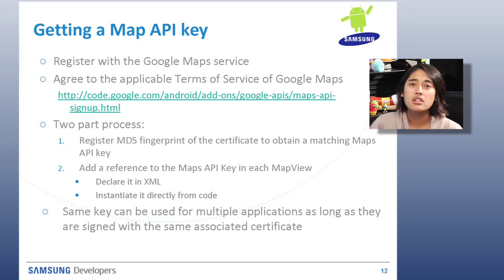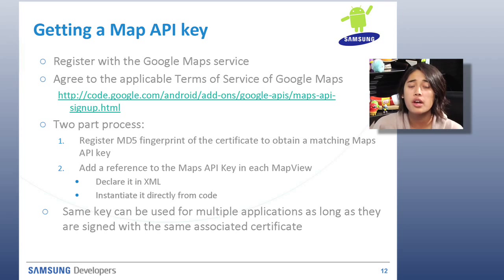So I want to go into a little bit more detail on how you can get an API key because it is pretty crucial to the process. The first thing you really need to do is register with the Google Maps service, and this includes agreeing to a terms of service agreement. And you can find that at the website that I have right here. It's really long, so I'm not going to read it. I wish there was a shorter version of it, but you can just find that through the Android developer website as well. It's a two-part process.